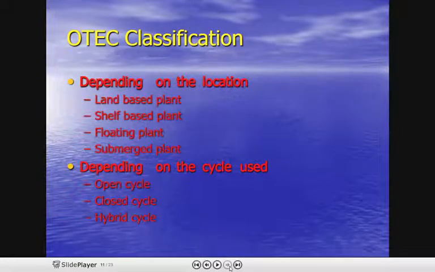OTEC classification. Depending on the location, the OTEC plant setup and installation is classified according to the location criteria: land-based, shelf-based, floating plant and submerged plant. So depending on the cycle used, open, closed and hybrid cycle, there are three types of plant: open cycle, closed cycle and hybrid cycle plant.